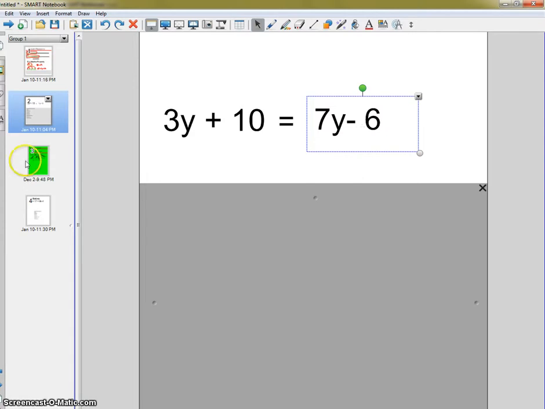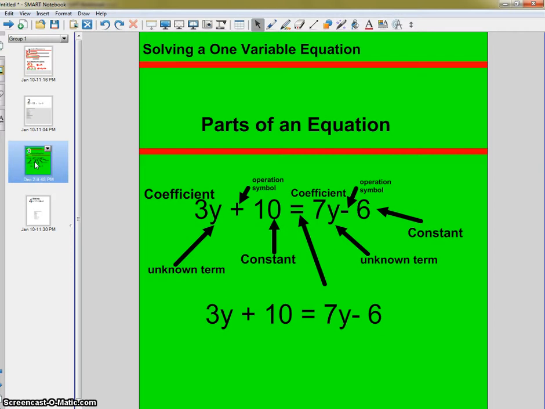Take a look at the parts of an equation. What we have here are all the parts of an equation. We have the coefficient, 3y. We have the unknown term, y. We have our operation symbol. We have a constant. We have another coefficient. We have another operation symbol, the subtraction sign. We have a constant. Y is the unknown term.